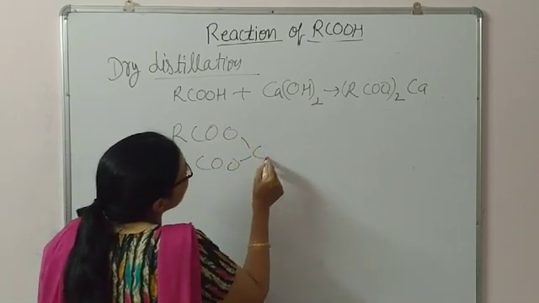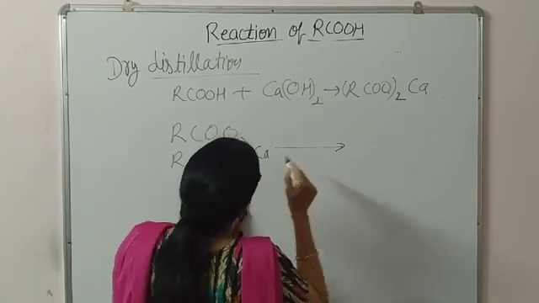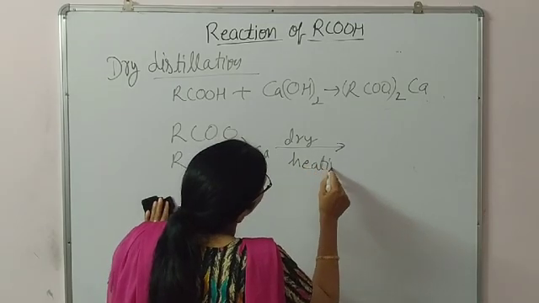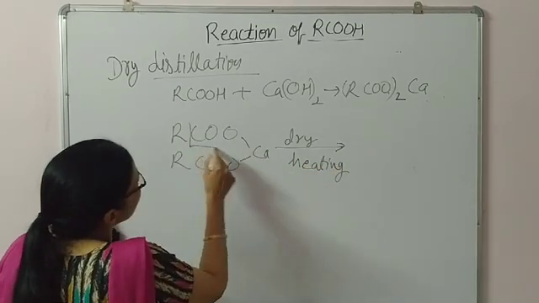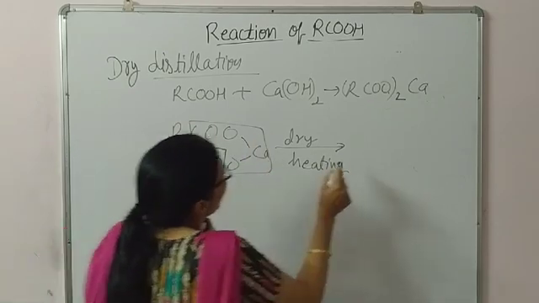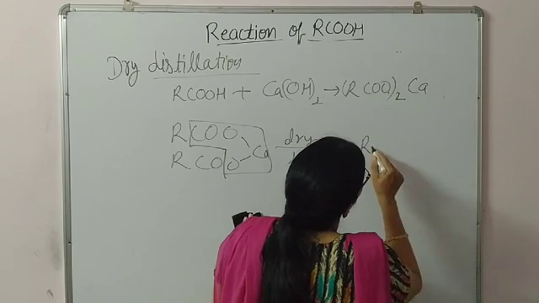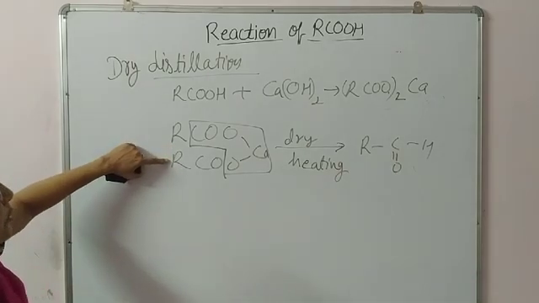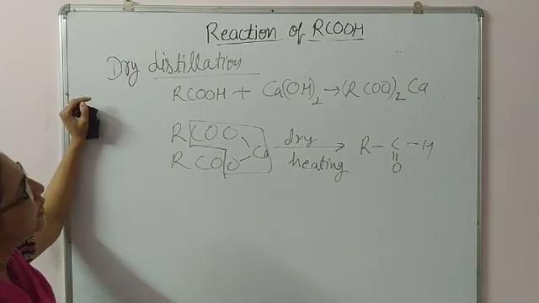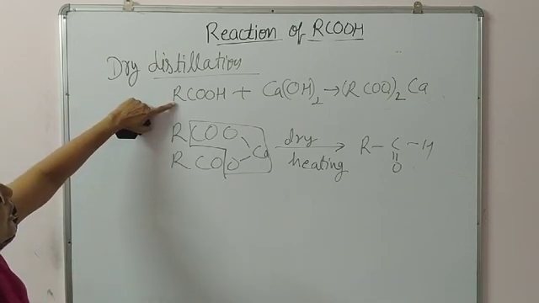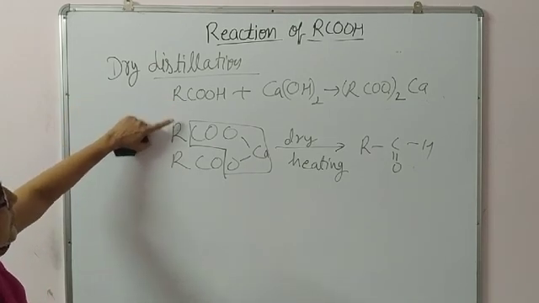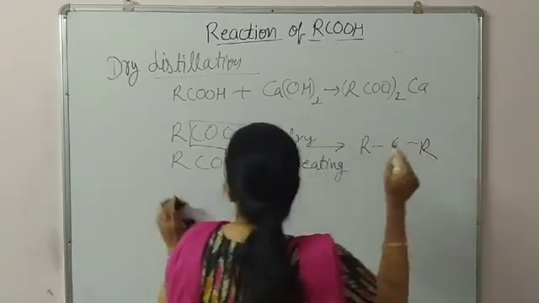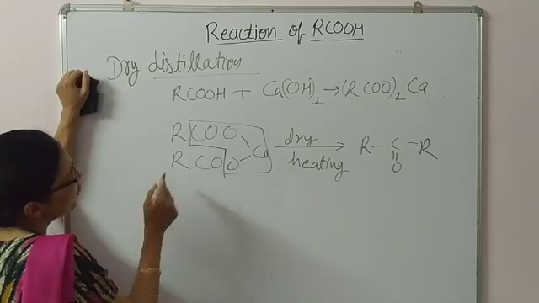This (RCOO)2Ca, when treated with dry heating, that is known as dry distillation, CaCO3 will be removed and the compound ketone will form. Depending on the nature of the alkyl group, sometimes ketone and sometimes aldehyde will form. Suppose it is ethanoic acid, then RCOR ketone will form.